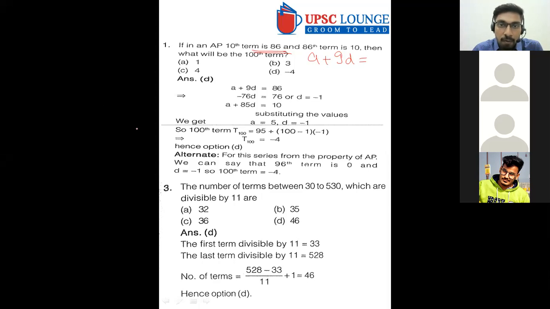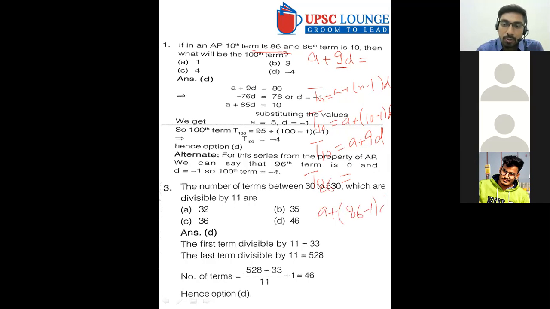So the first question is, if in an AP the 10th term is 86 and the 86th term is 10, then what will be the 100th term? How will we proceed? 10th term means A plus 9D. I already told you Tn equals A plus (n minus 1) into D. So T10 is A plus (10 minus 1) into D, that means T10 equals A plus 9D. In the same manner, you can calculate T86, which will be A plus (86 minus 1) into D, that means A plus 85D.